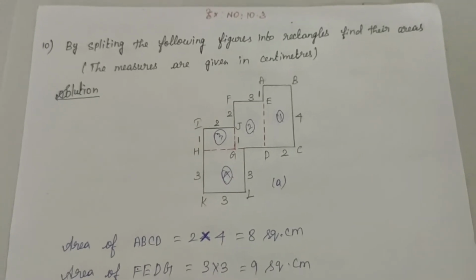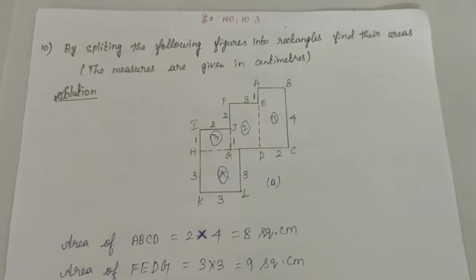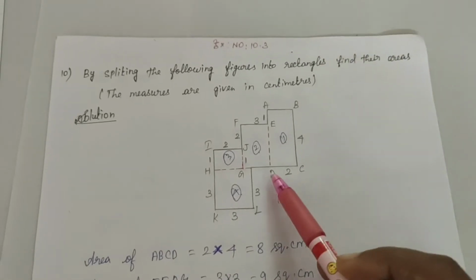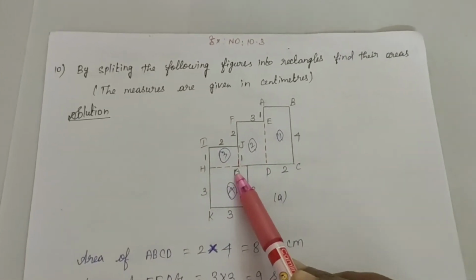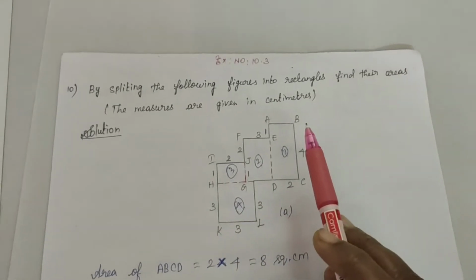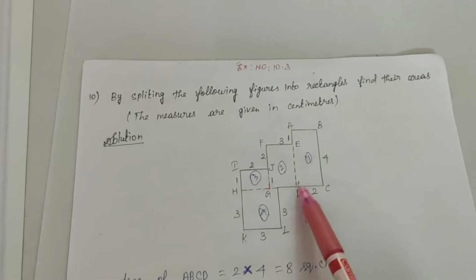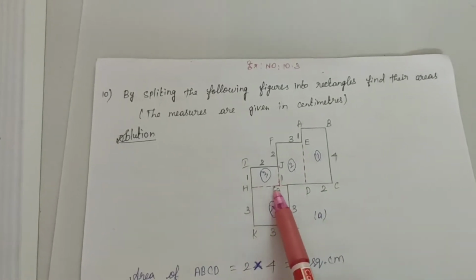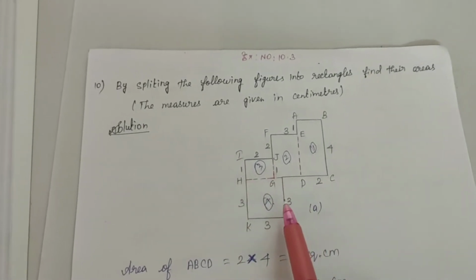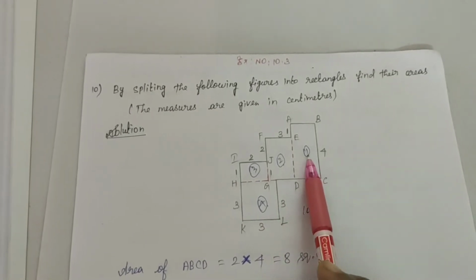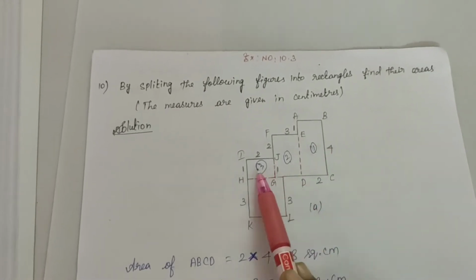So, look at the diagram that is given. In the dotted red color, they have only given what is in pencil. I have split that diagram. This is a rectangle, this is a rectangle, this is a rectangle. I have divided it into 4 rectangles: 1, 2, 3, 4.